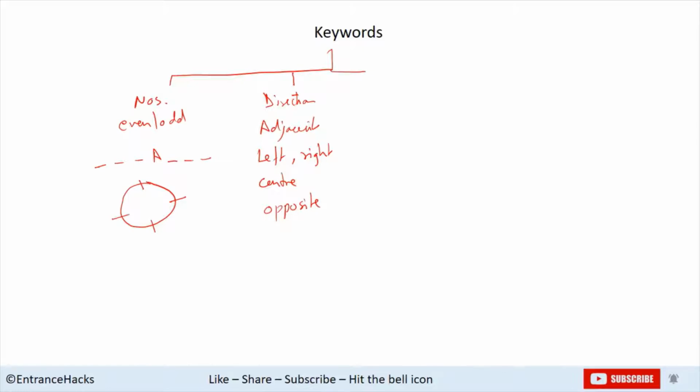Then the third important keyword is positioning. The position is our important keyword here. It tells us whether a person is sitting at the corner, at the center, or the position of a person in a row: first, third left, fifth right. So these are all position keywords.